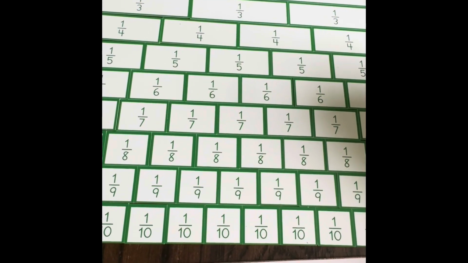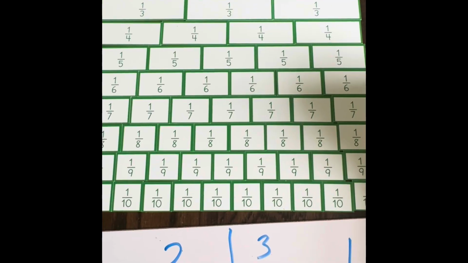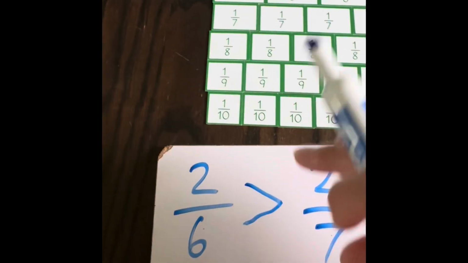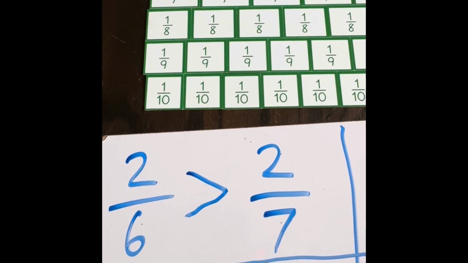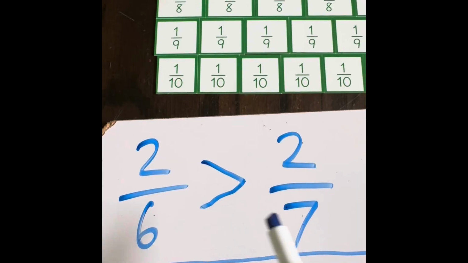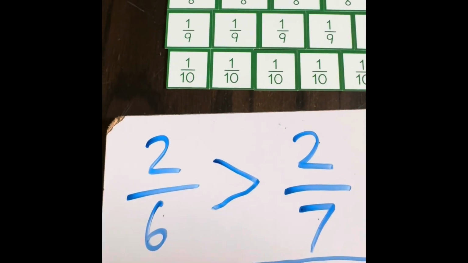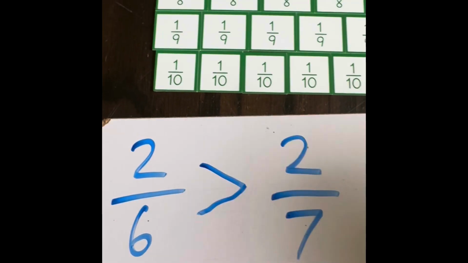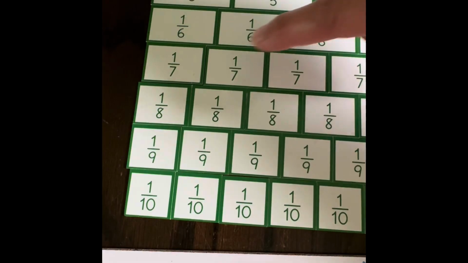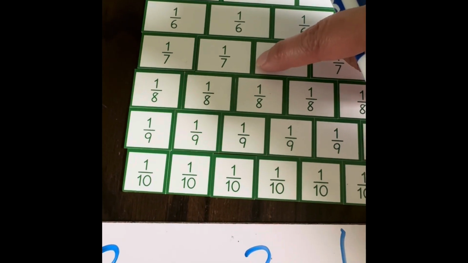Now that we've compared unit fractions, we're going to work with non-unit fractions. As you can see, I've built my whole fraction chart here, and we're going to compare some fractions. This first one, for an example, we have 2/6 and 2/7, and I already wrote the symbol in there. We're going to either use a greater than, less than, or equals to symbol. So if we look up here, we have 2/6 here, 1, 2, and 2/7 here. We can see that 2/6 is greater than 2/7.